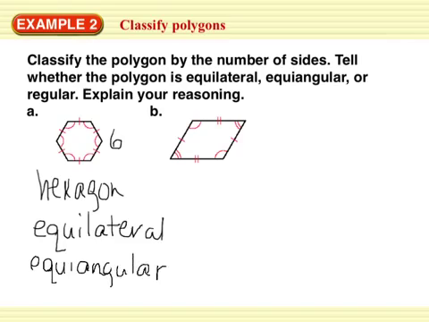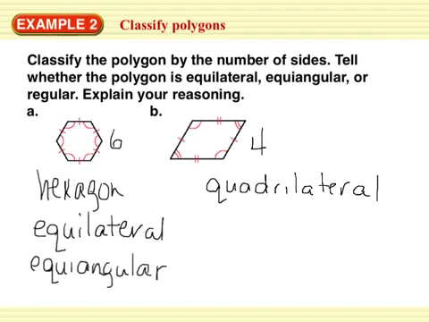Angular. Okay, this next one has 4 sides, so it is a quadrilateral. Okay, it is not equiangular or equilateral because all 4 sides aren't the same and all 4 angles aren't the same.